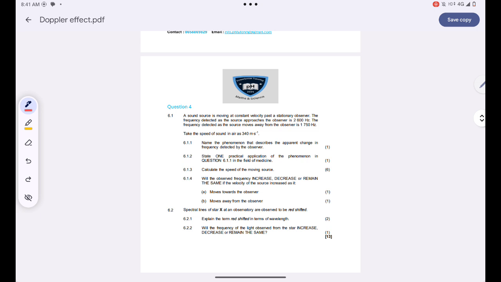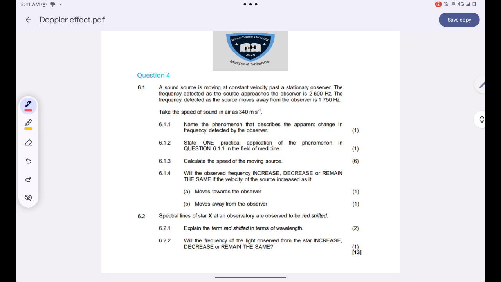Firstly, we are being asked to name the phenomenon that describes the apparent change in frequency detected by the observer. That phenomenon is simply Doppler effect, né? Doppler effect. Okay, state one practical application of the phenomenon in question 6.1.1 in the field of medicine. They use it for a sonogram, né? They use it for a sonogram.